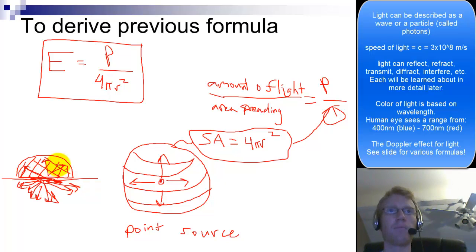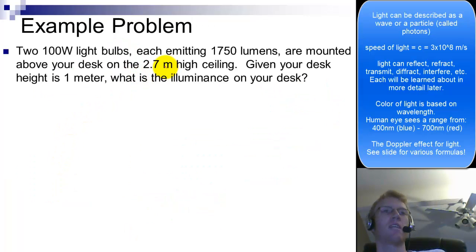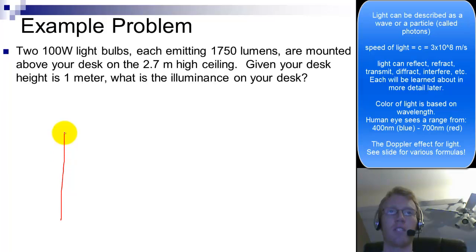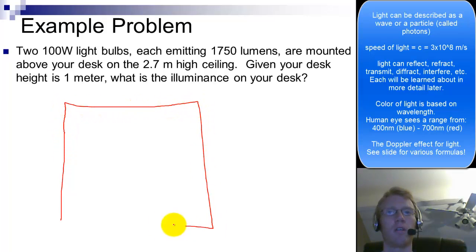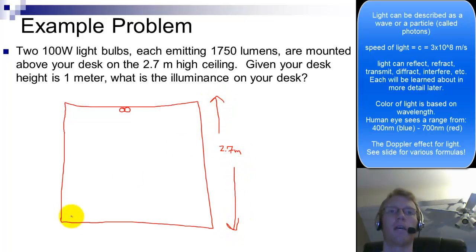Okay, let's look at one example problem here. Two 200 watt light bulbs, each emitting 1750 lumens, are mounted above your desk on a 2.7 meter high ceiling. So let's draw a little room here. You've got two light bulbs, and I guess they're mounted right on top of each other. This is 2.7 meters high, and then here's your desk, which is 1 meter high. And then these guys are putting out light.